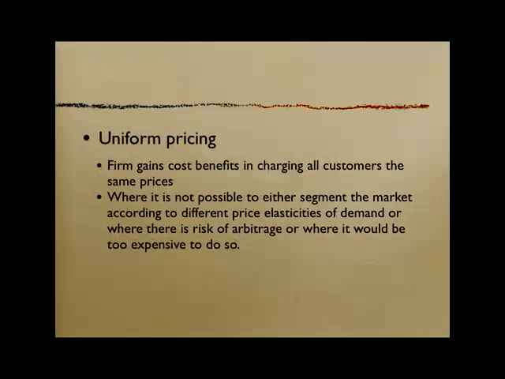With uniform pricing, the firm gains cost benefits by charging all customers the same prices. We see this most clearly in supermarkets, for example, where all consumers who go into the supermarket are charged the same price. In these situations, it's not possible perhaps to segment the market according to different price elasticities of demand, or there's a risk of arbitrage, or it would be too expensive to do so.